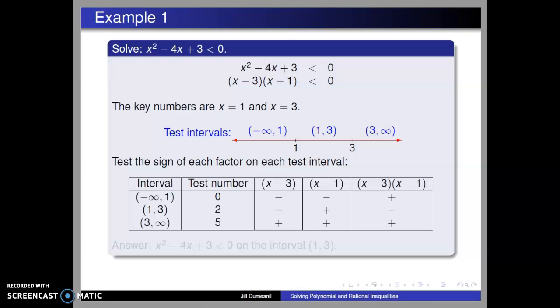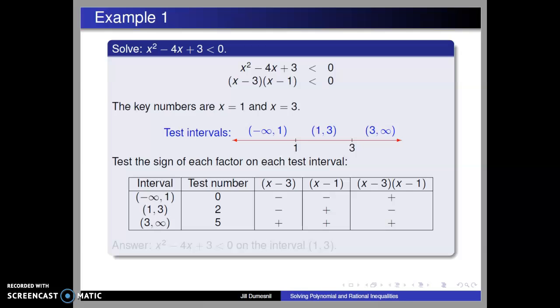On the interval from -infinity to 1, we choose the test number x equals 0. Both factors have negative values for x equals 0, so the product x minus 3 times x minus 1 is positive on that interval. On the interval from 1 to 3, we choose the test number x equals 2. At x equals 2, the factor x minus 3 is negative and the factor x minus 1 is positive. Thus, the product is negative on the interval from 1 to 3.